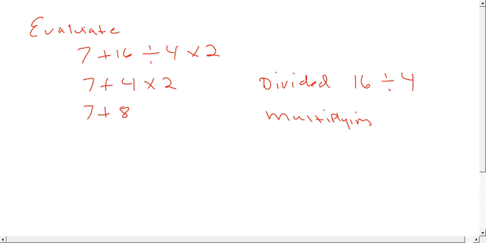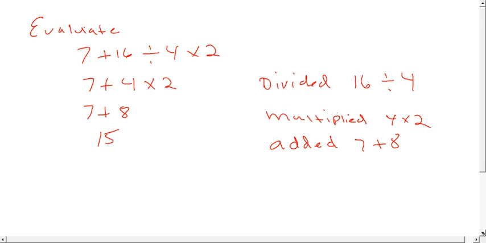And I got that by multiplying. Since we're working in past tense, we multiplied 4 times 2. Now we're left with just simply adding 7 plus 8, and that's going to give us 15. How do we get that? We added 7 plus 8.